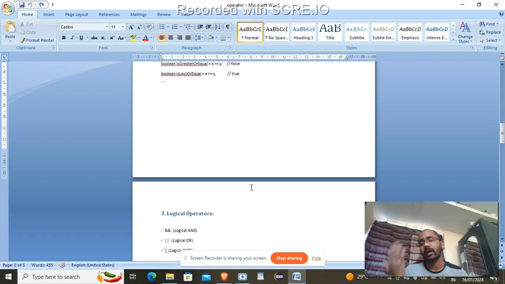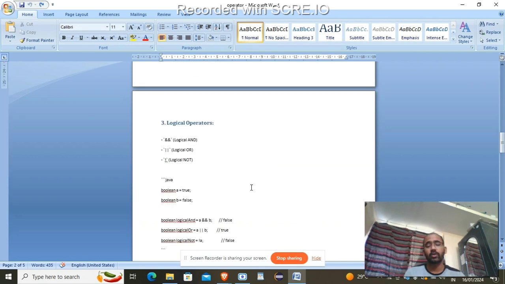Also we go to the third one, the logical operator. The logical operator also shows a boolean value, but there is some difference. If one condition is true, then the other one is false. That depends upon our logical operator.